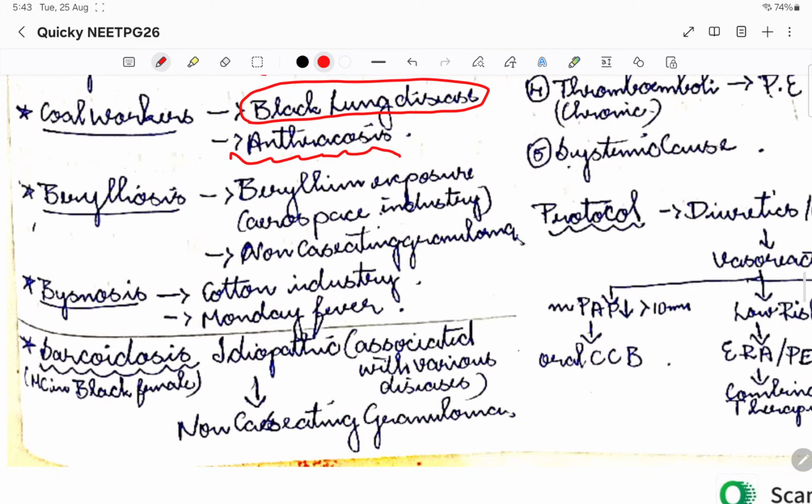Then berylliosis will occur with beryllium exposure. What is beryllium exposure? Mainly in the aerospace industry, with rocket and flight manufacturers. So in these factories berylliosis will occur. There will be non-caseating granuloma. Caseating and non-caseating we had discussed in general pathology, right? Non-caseating means it is not a microorganism that the granuloma is forming around. Coming to byssinosis, it is the cotton industry. It is also called Monday fever. So in people working in the cotton industry, it will be byssinosis. Please remember all these names.